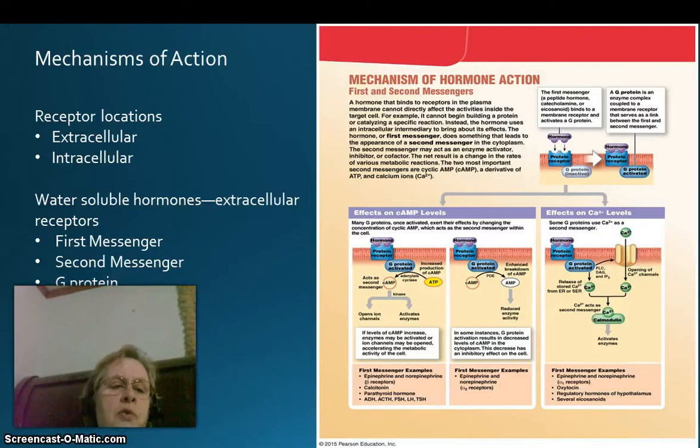Now, the water-soluble hormones, which we talked about first previously, this would be the amino acid derivatives as well as the peptide hormones. These hormones cannot move easily through the cell membrane, so they require extracellular receptors to bind to. Typically in this situation then, the hormone acts as a first messenger.